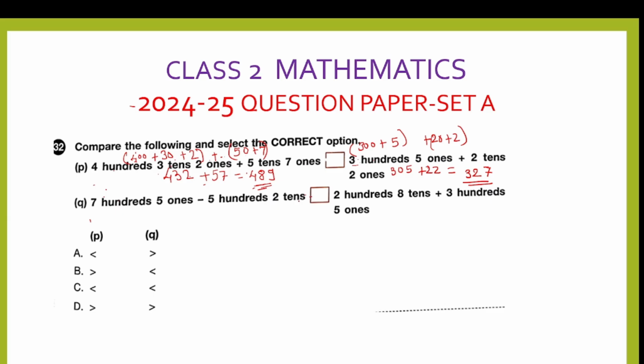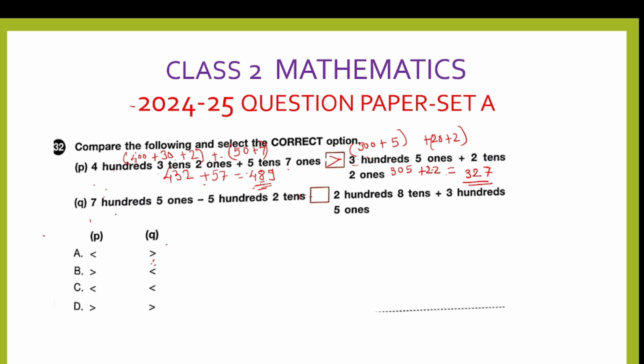Yes. So if we see here, this is 489 and here is 327. Means what? This 489 is greater than this 327. So we have to add this sign, greater than. Okay. Now let's see the statement Q.